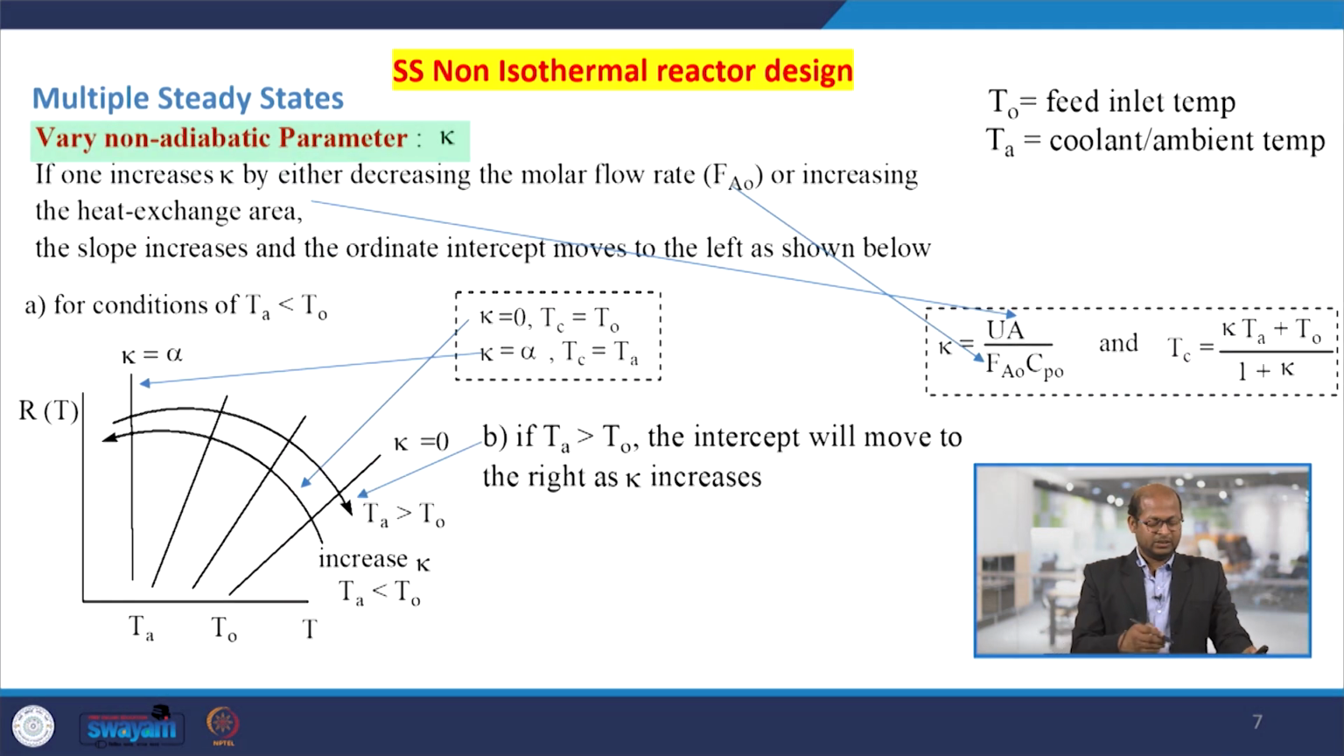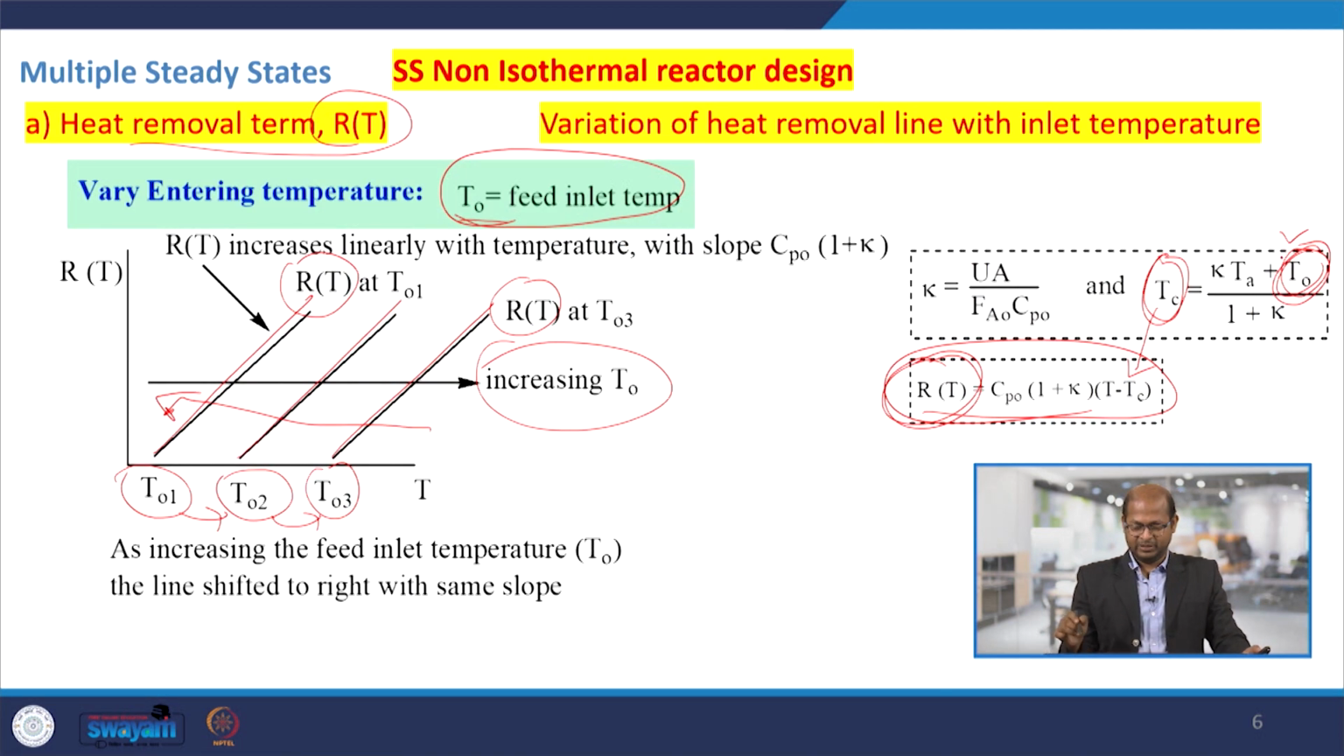Similarly, of the two heat removal parameters I mentioned, one is the feed inlet temperature, and the other is kappa. This kappa we can also vary. How does kappa increase or decrease? Kappa is UA over Fa0, where Fa0 is the reactant molar flow rate and A is the heat transfer area. If the molar flow rate increases, kappa will decrease. If the molar flow rate decreases, kappa will increase. If kappa increases or decreases, then the removal term R(T) will change. So, R(T) depends on kappa as well as Tc, and Tc depends on T0 and kappa.